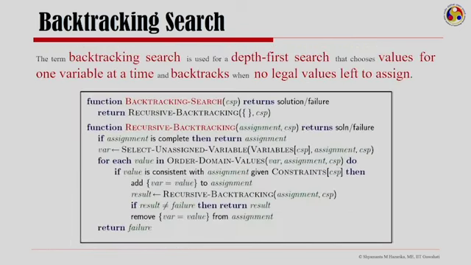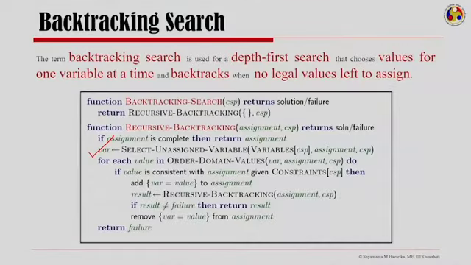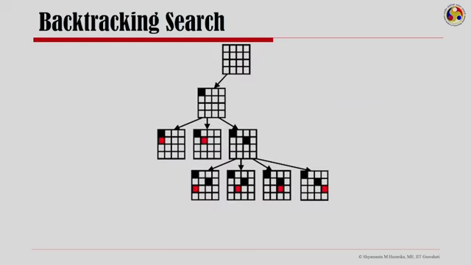Here is the backtracking search algorithm. The only thing I want to point out here is the idea of selecting the unassigned variable. We have a routine to select the unassigned variable. That is done in a way that no constraints are violated. It is used for a depth first search, assigning values for one variable at a time, and it backtracks when no legal values are left to be assigned. So, let us look at our 4 queens problem and try to understand backtracking search.